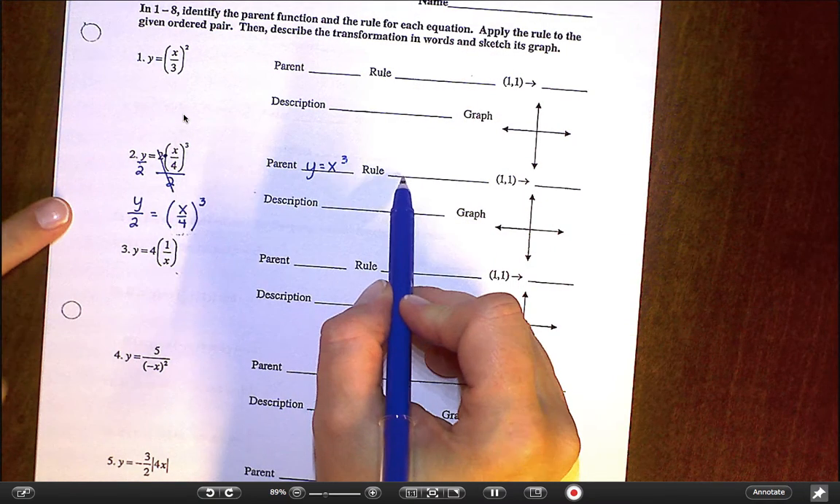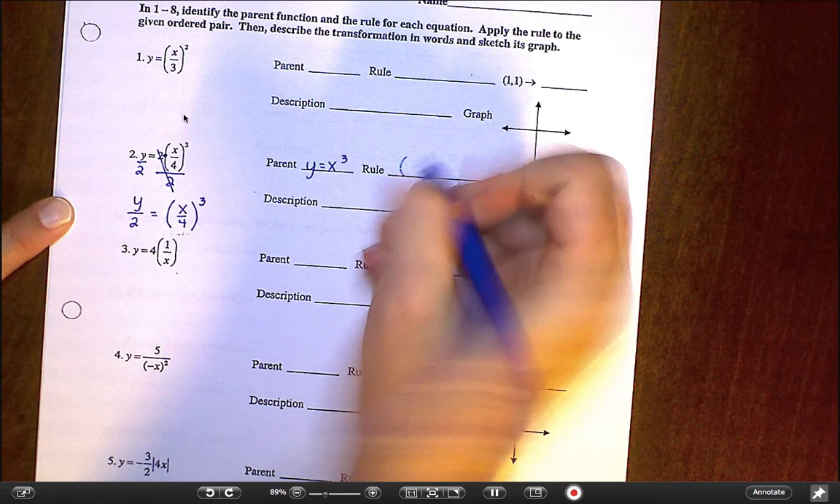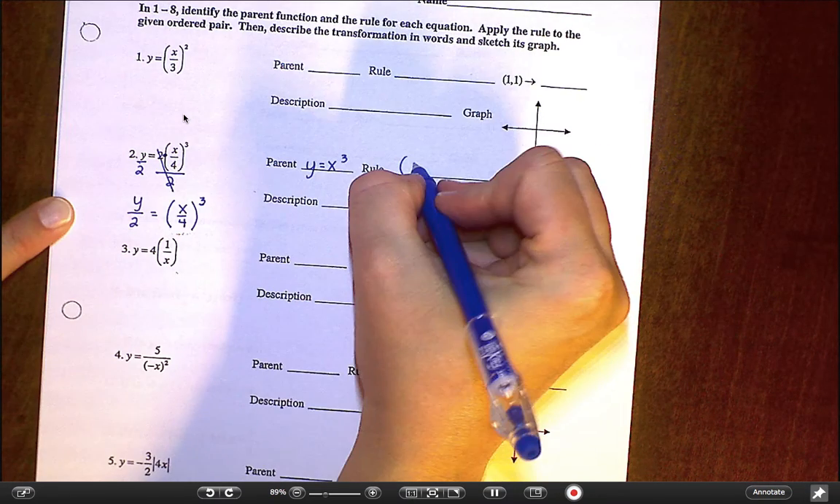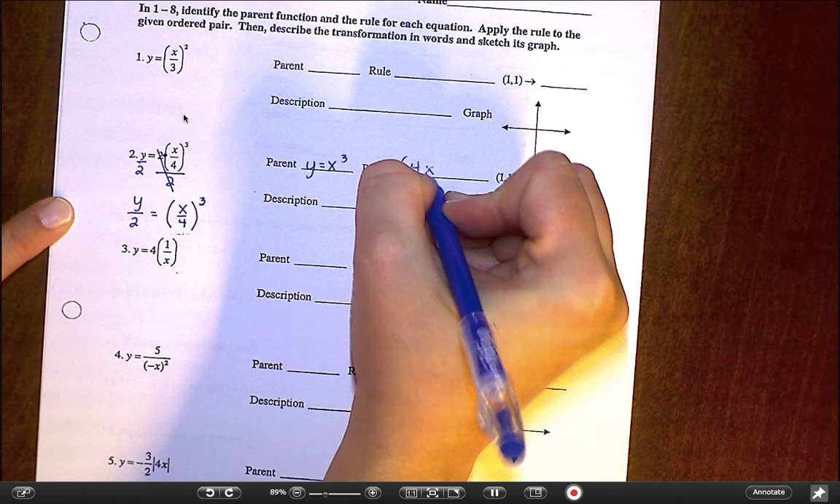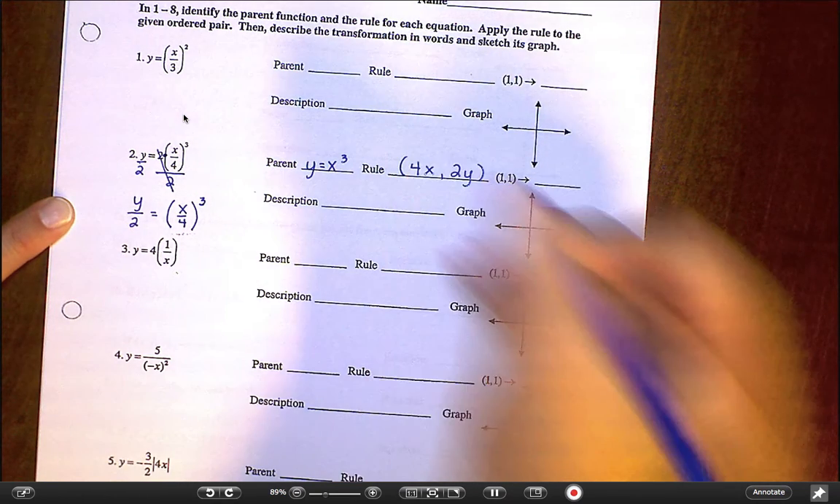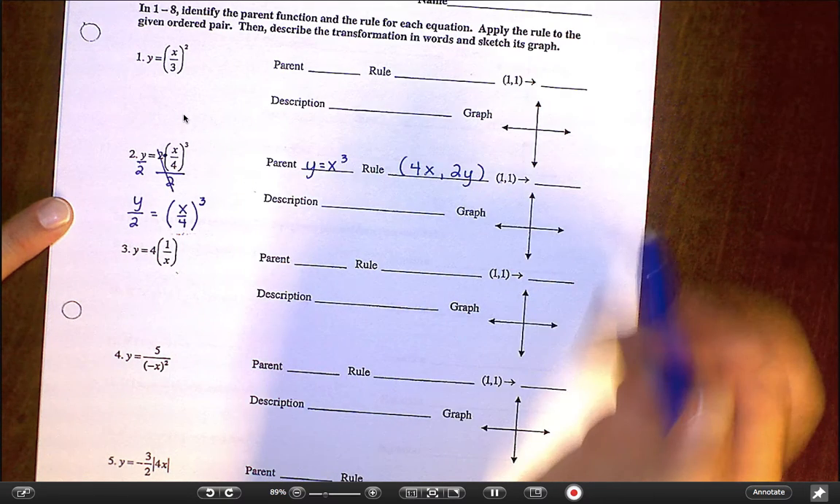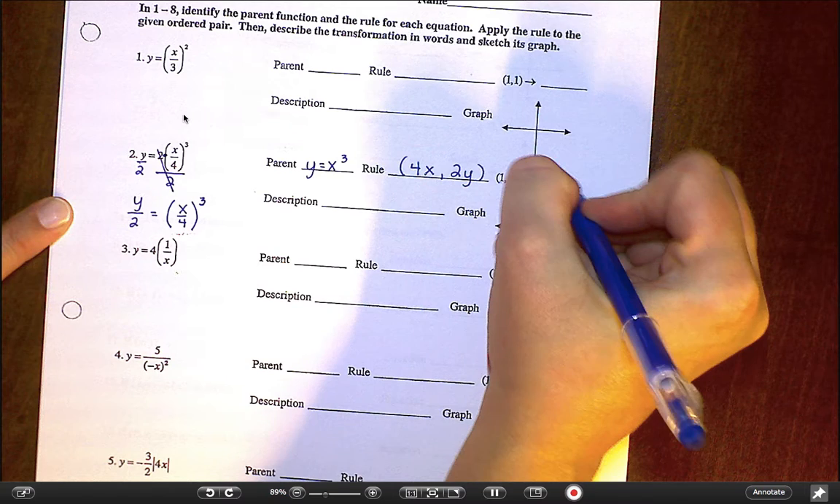Remember, your rule is going to be the opposite of what you see happening in the equation. So in my rule, I'm going to say that x is being multiplied by 4, and y is being multiplied by 2. So when I plug in the 0.11 here and here, that's really just going to leave me with 4 and 2.